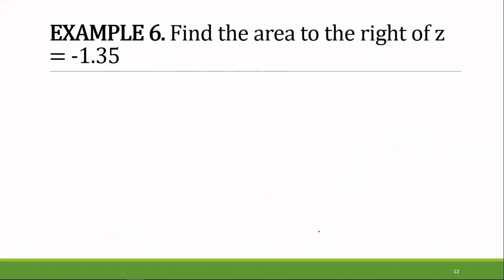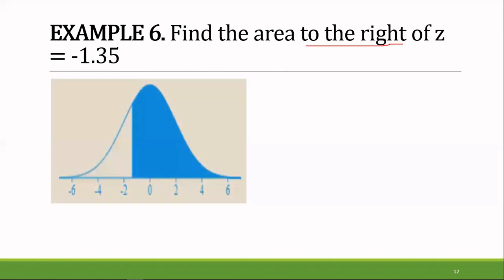Okay, example number 6. Find the area to the right of Z is equal to negative 1.35. So pansinin natin, to the right, meron tayong keyword na to the right. So ito yung normal curve niya, normal curve graph. So negative 1.35 is somewhere here. And then we're looking to the right. Ayan, dito sa area na to.